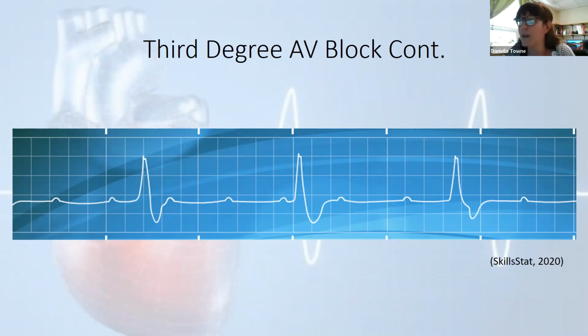It depends on how their ventricular rate is, how quickly the ventricles are responding to this in trying to keep up that cardiac output. Third degree heart block can devolve into cardiac arrest and death. We want to follow ACLS algorithms.